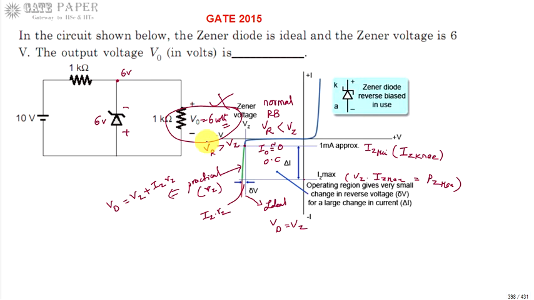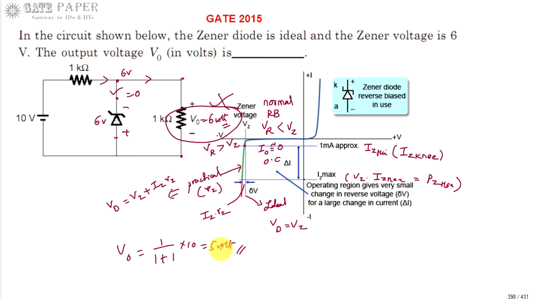Why? Say the Zener diode is in normal reverse bias mode. Then there is no current flowing through it, so the current flowing through the 1 kilo ohm resistor also flows through the load. Then you must check the actual voltage across these terminals. By the voltage division rule, V0 is equal to 1 over 1 plus 1 into 10 volts, that is 5 volts. So strictly speaking, the voltage appearing across the Zener diode is only 5 volts.